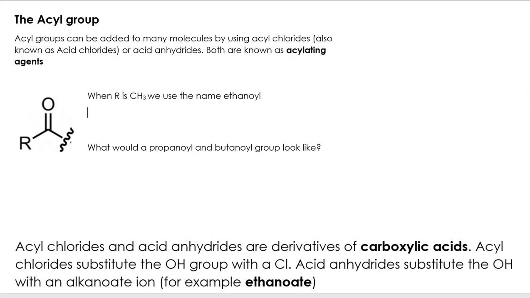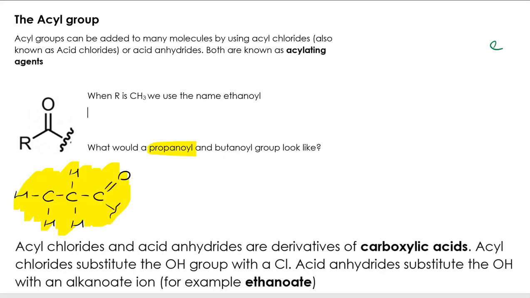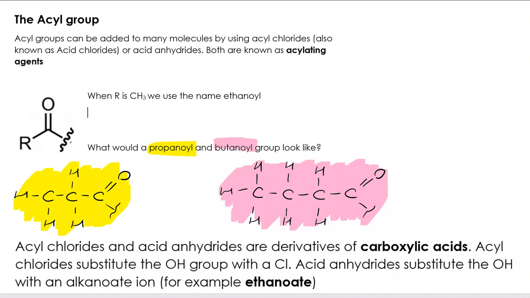So just with that in mind, what do you think a propanoyl and a butanoyl group would look like? Well, let's start with propanoyl. That's 3 carbons in a chain. So we've got our 1, 2, 3 here. We've got a C double bond O, and we've got the C coming down, bonding to what would be, in an acyl chloride, a chlorine atom. And if we look at butanoyl, you can see that it's a carbon chain of 4.